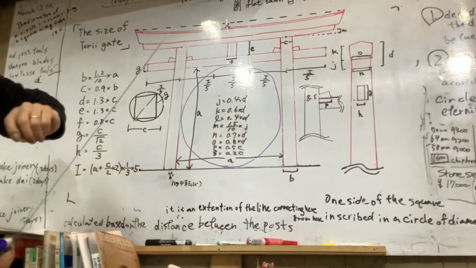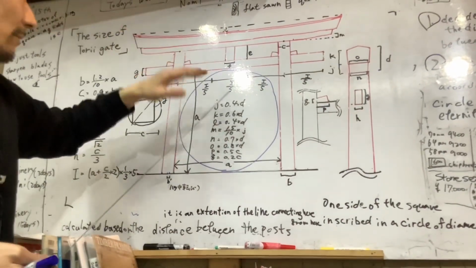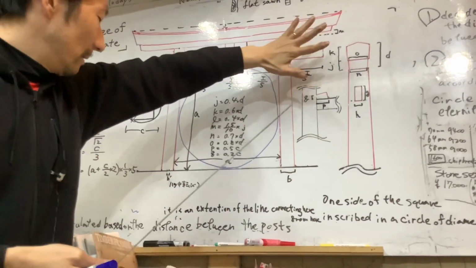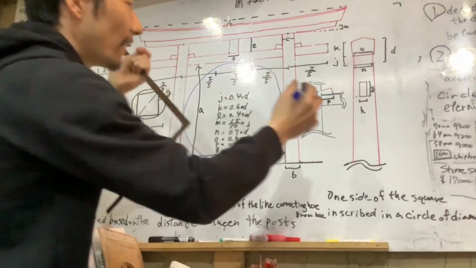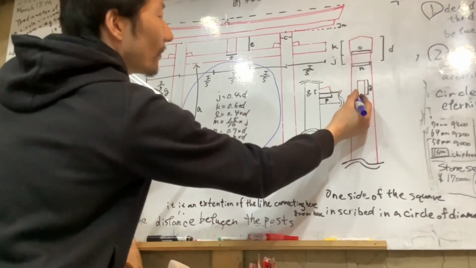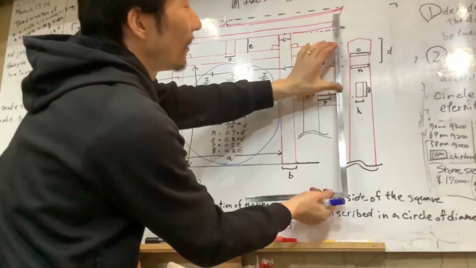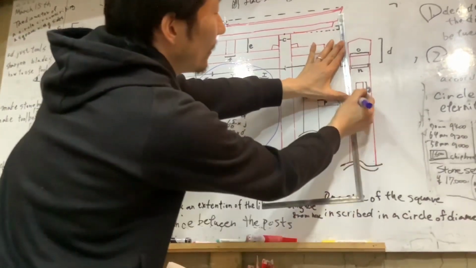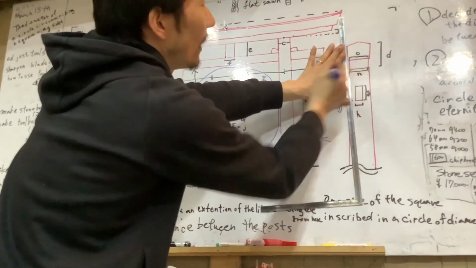This line, this angle also, it is an extension of the line connecting here from here. Okay, here from here, an extension line.